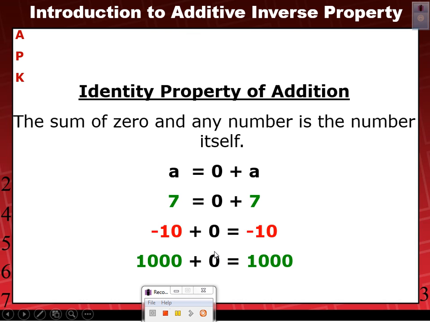You see what I did right there? That's called identity property of addition because we start with a number and our answer is identical. Everybody see that? Boom. So far so good? So two properties today, identity property of addition and the other one is the additive inverse property. So far so good?